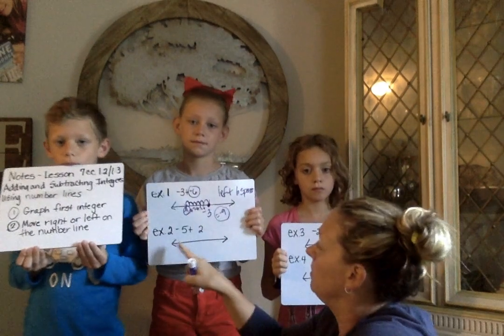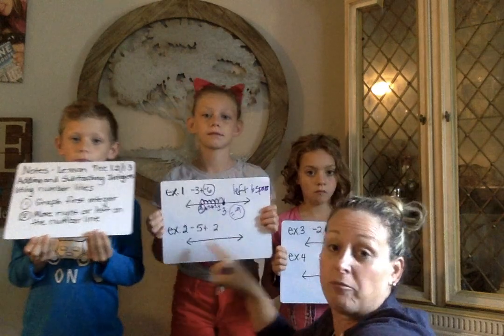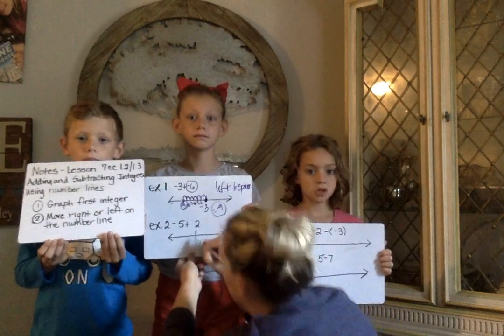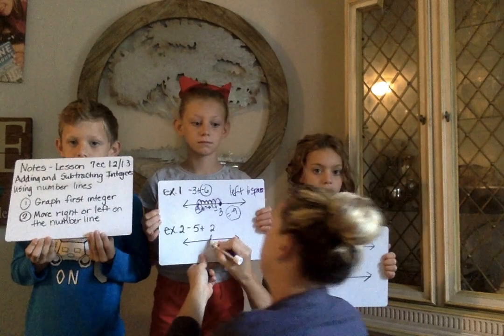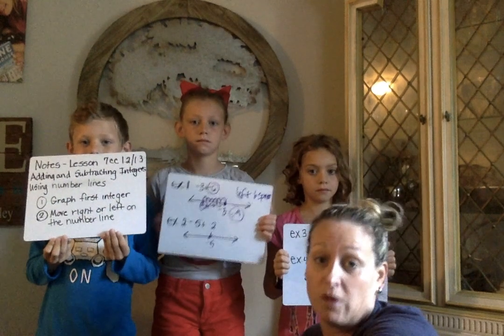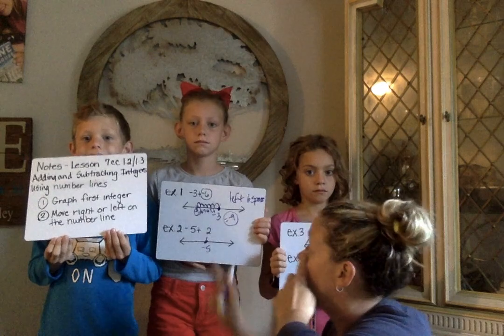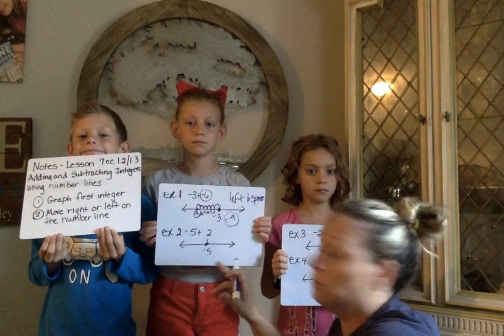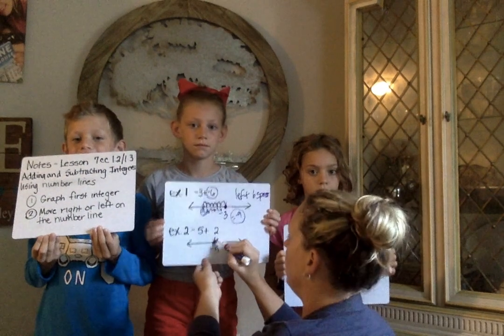On my next example, I have -5 plus 2. I'm going to graph -5. I'm going to put a dot on the number line. I then need to decide, am I going to be moving right or am I going to be moving left? Because I'm adding 2, I'm going to be moving right.